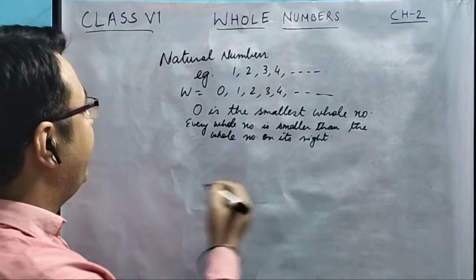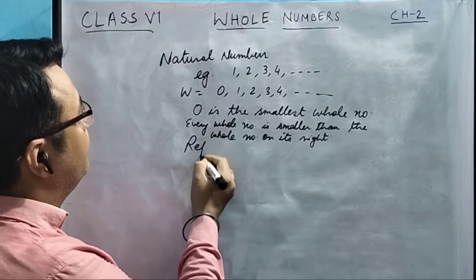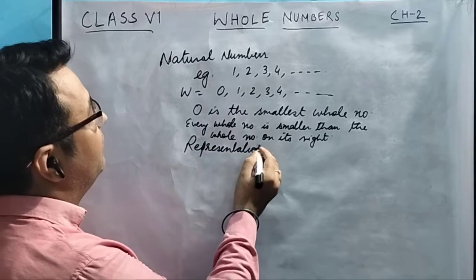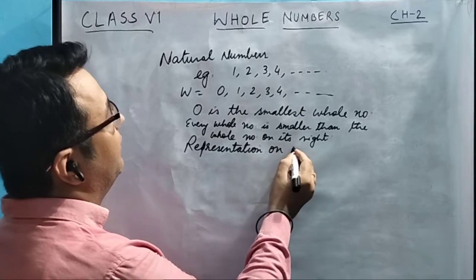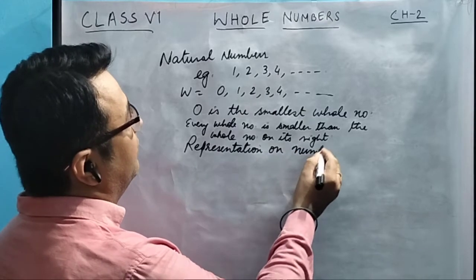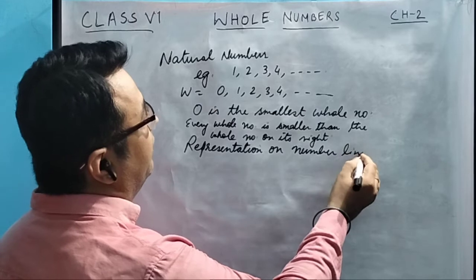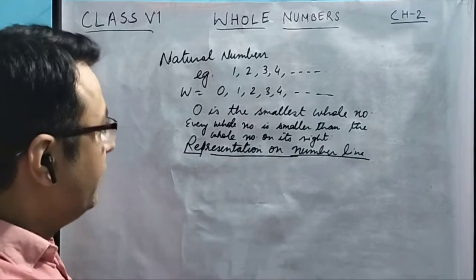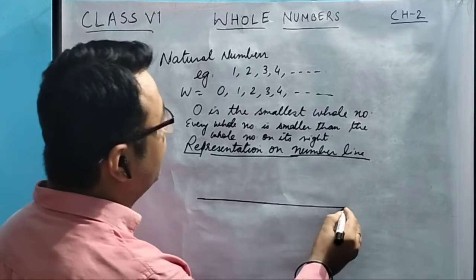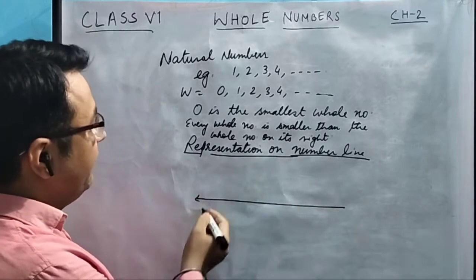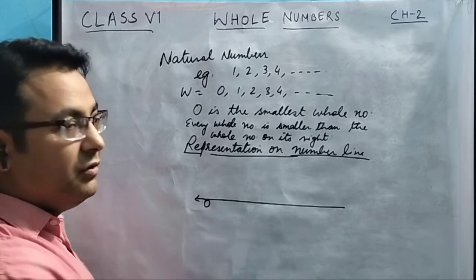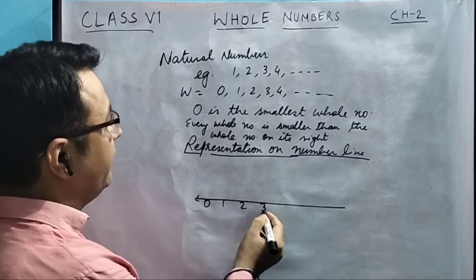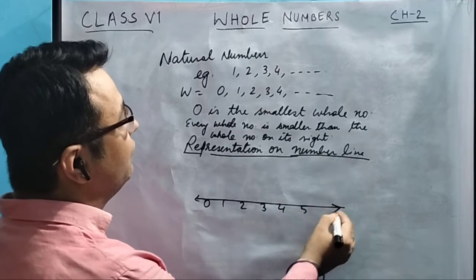Our next topic is representation of whole numbers on the number line. Here we will represent or show whole numbers on the number line. For this, first we need to draw a number line. The number line will always start from 0 because 0 is the smallest whole number. Then 1, then 2, then 3, then 4, then 5 and so on.